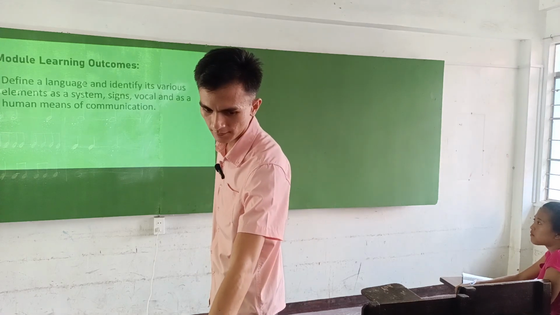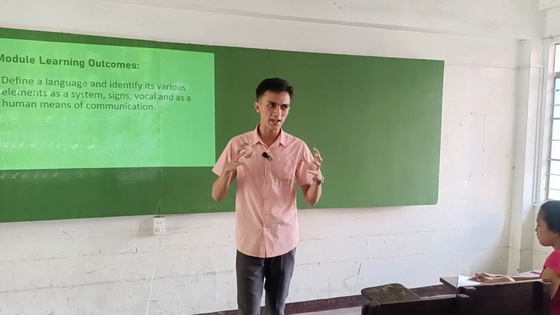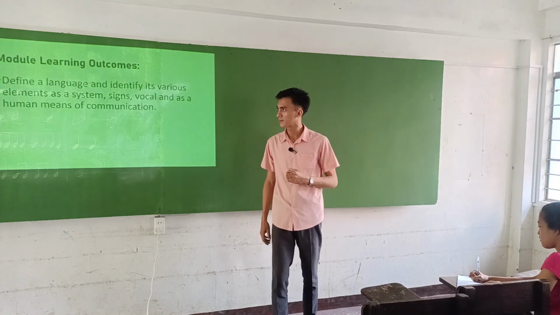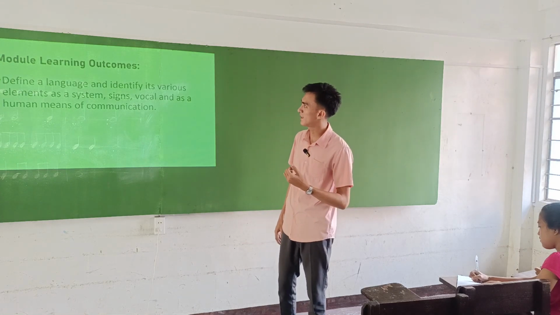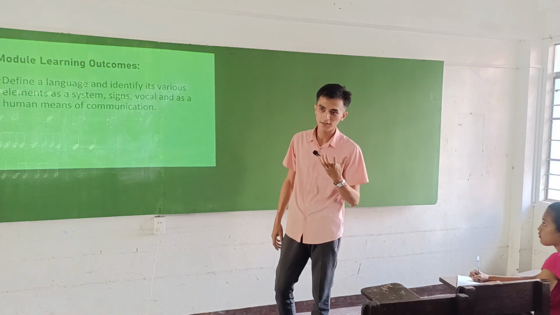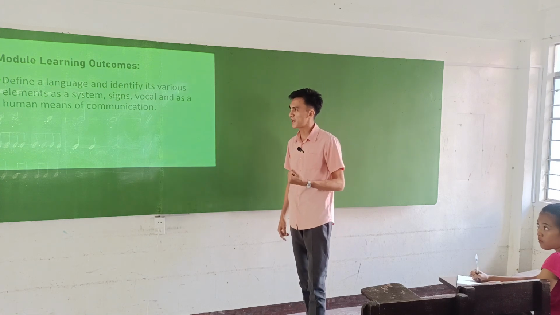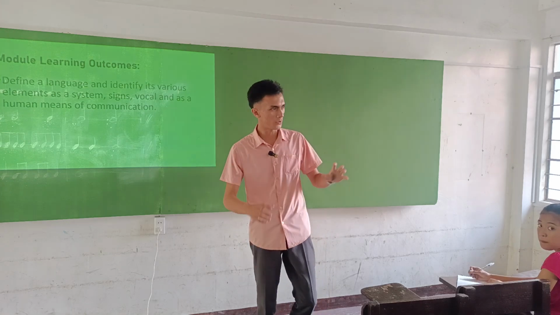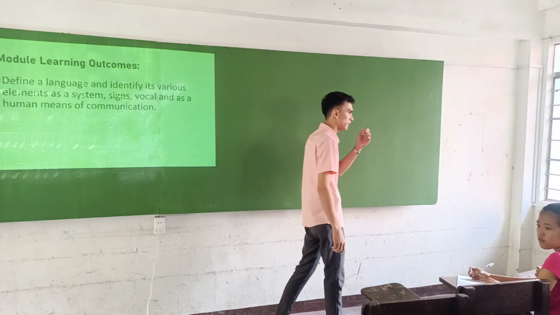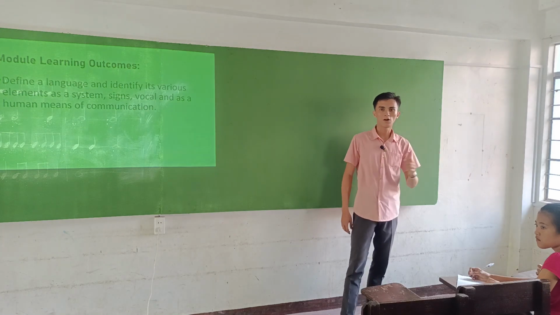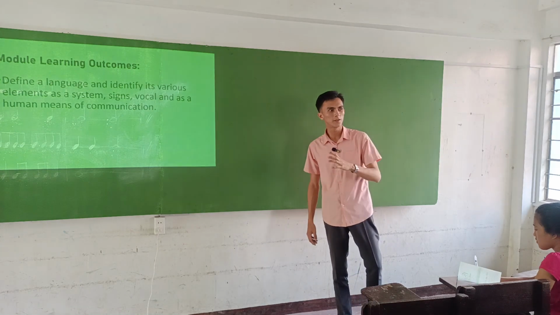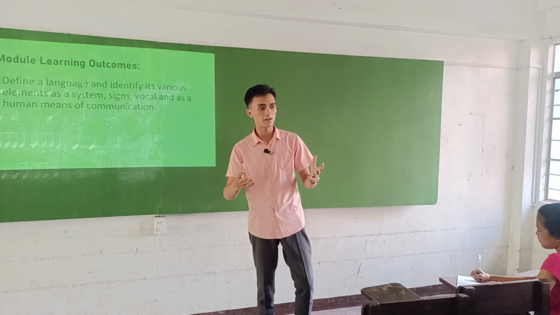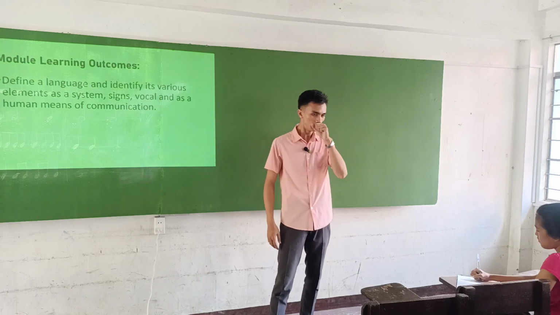So the Module 1 has this one comprehensive objective. Okay? Kini ang goal sa Module 1. Define a language and identify its various elements as a system, signs, vocal, and as a human means of communication. So all the features of languages, as I said earlier, no, the grammatical features, all the nonverbal and the verbal characteristics of language, the general characteristics of language itself, especially the English, no?